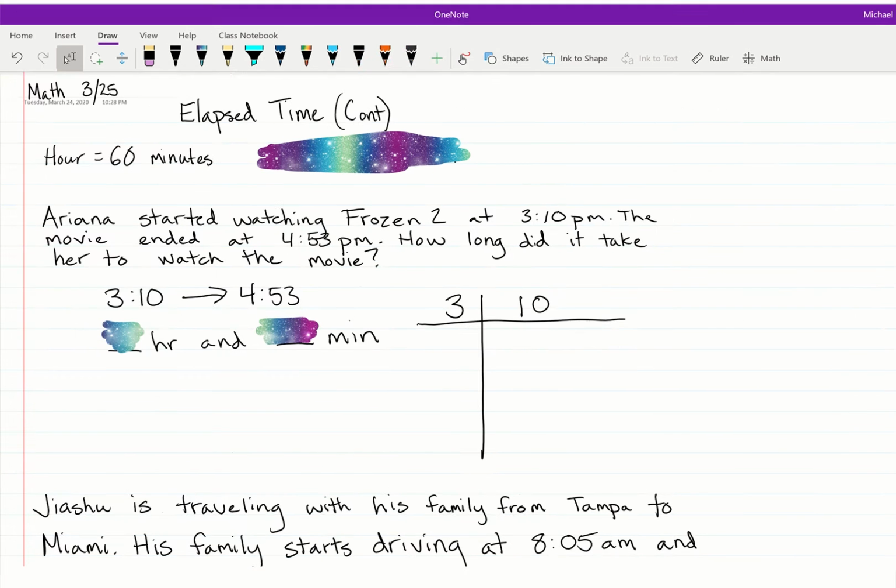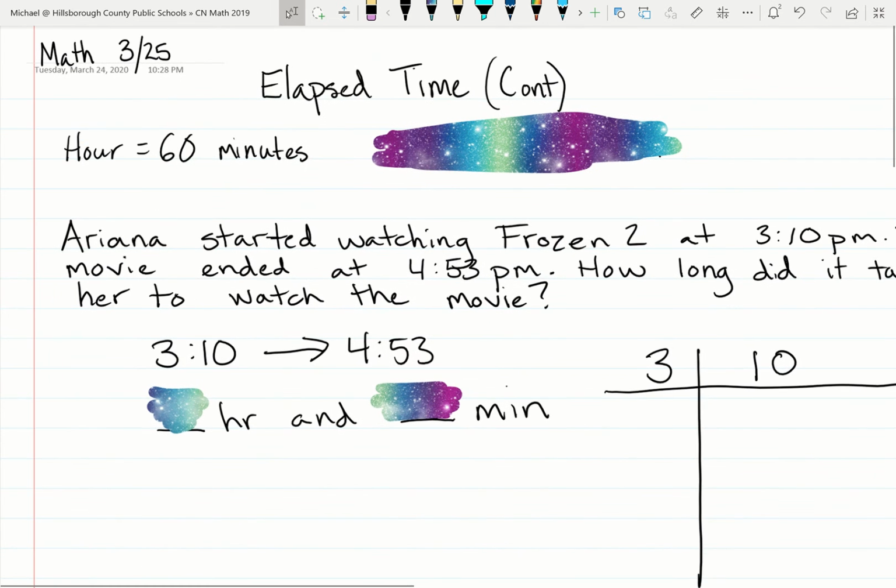Today, for math, I'm going to be teaching you the second day of elapsed time, and we're going to continue on and finish some of the questions in our workbook that we didn't finish yesterday. I'm going to try to make this lesson pretty quick so you can get right to your work and move on to other things today.